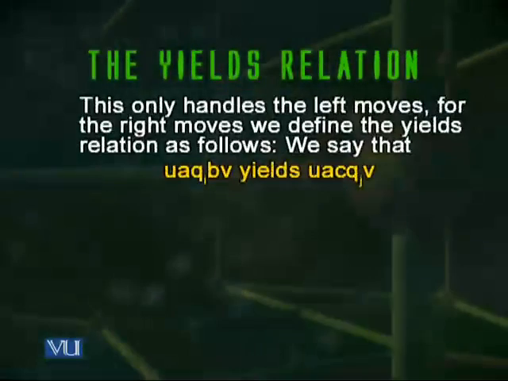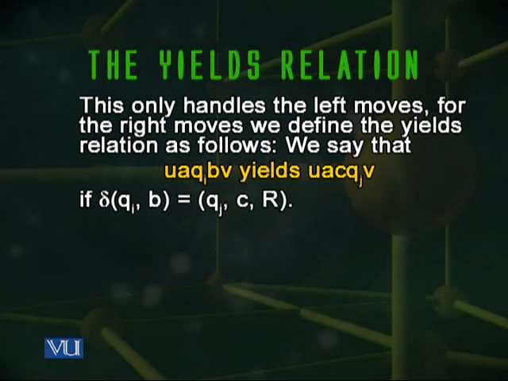This only handles the case when the Turing machine is moving to the left. What about when the Turing machine is moving to the right? Let's have a look at that. Let us say that the Turing machine is in the configuration U, A, QI, B, V, and delta of QI, B is equal to QJ, C, R.